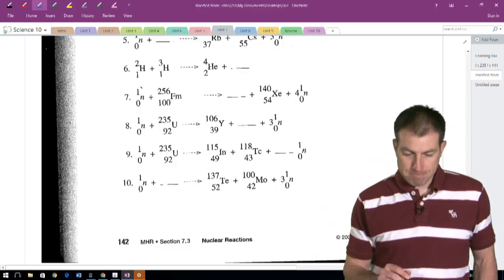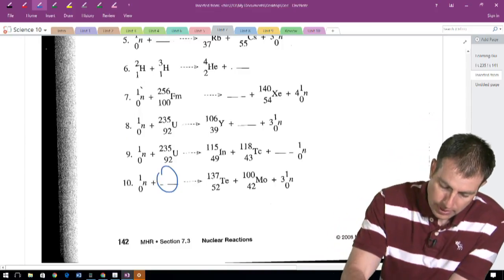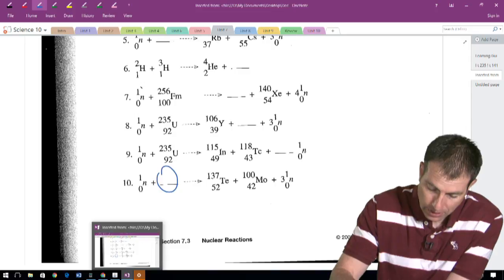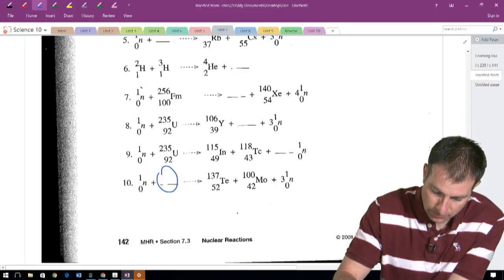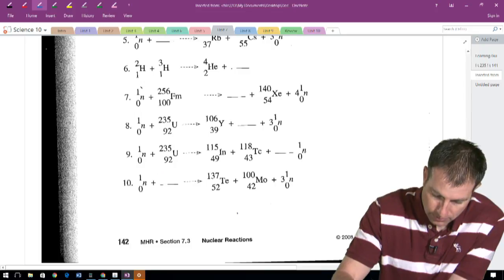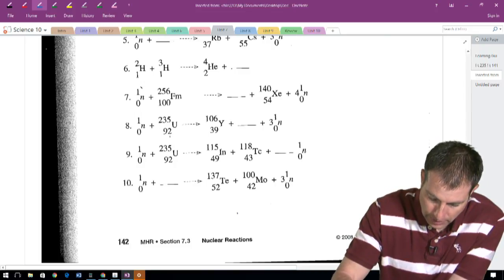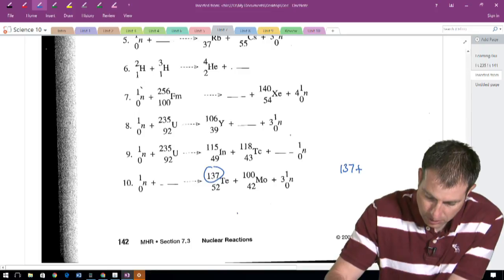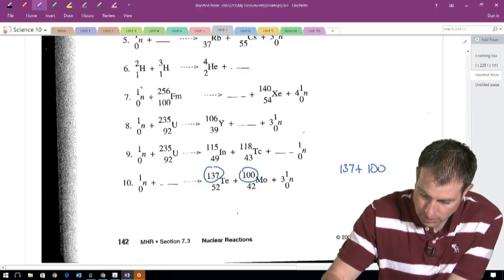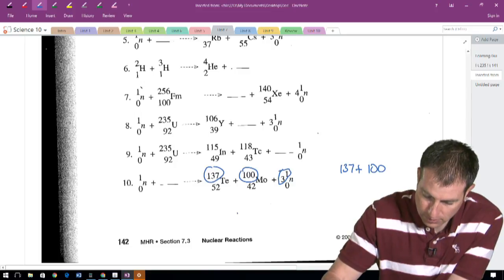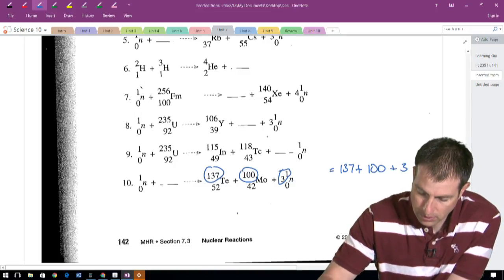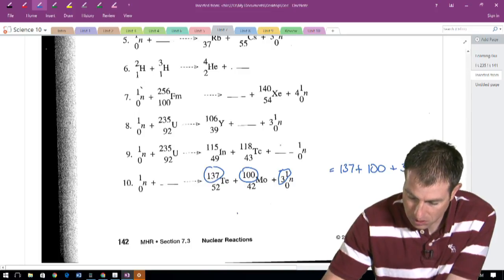All right, I'm trying to figure out what element I'm dealing with here, and its mass, and I don't really know what it is, so I need to do some math and figure it out. On my right side, I have 137 plus 100 plus 3 neutrons, which is 3 times 1, or 3. So 137 plus 100 is 237, plus 3 is 240. All right, so on my right side I have 240.